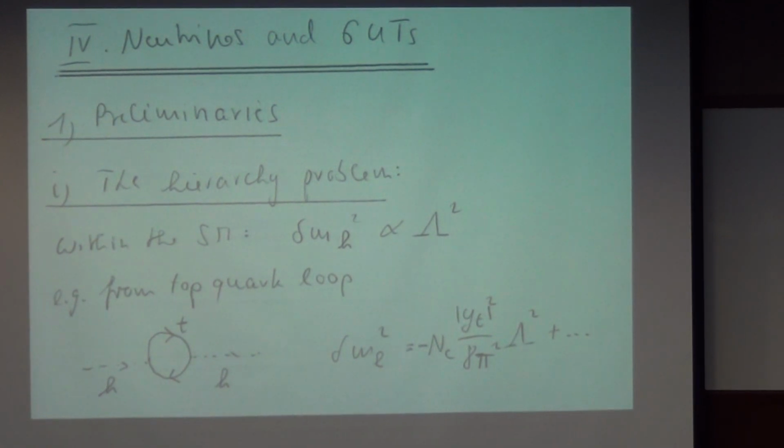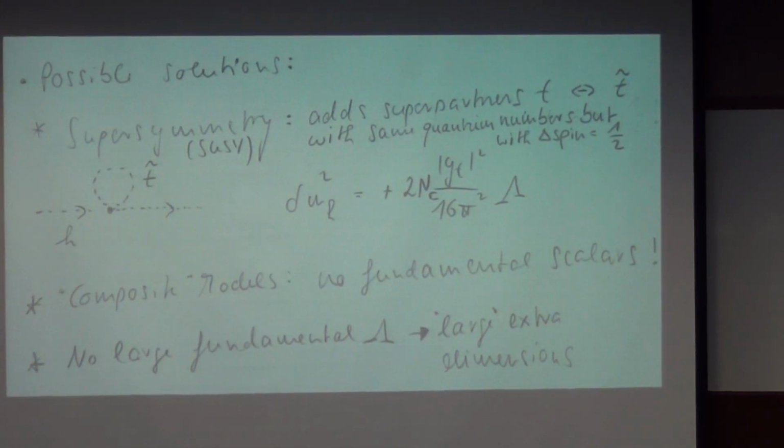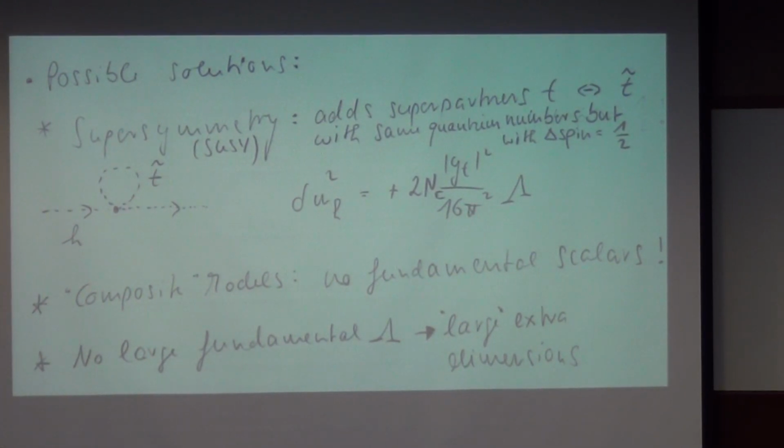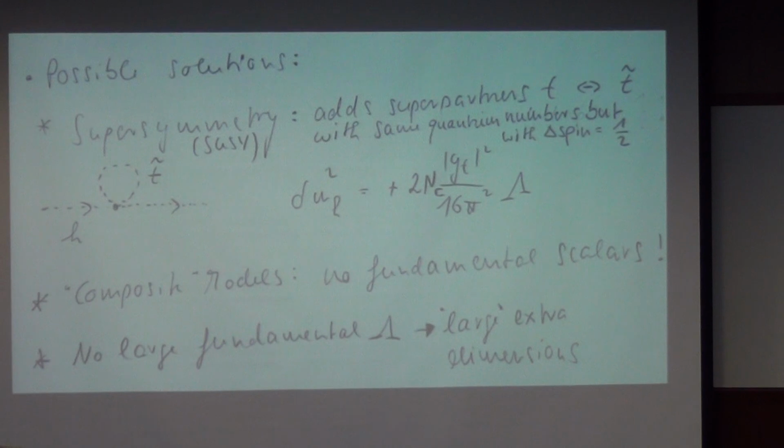So there are various solutions proposed, and one of them is supersymmetry. So what is supersymmetry doing? It's solving this problem by requiring a symmetry. So we're adding superpartners here. For each Standard Model field, there's a superpartner with the same quantum numbers, but a spin that differs by half a unit from the spin of the original particle. So for every fermion, we have a boson as a superpartner.